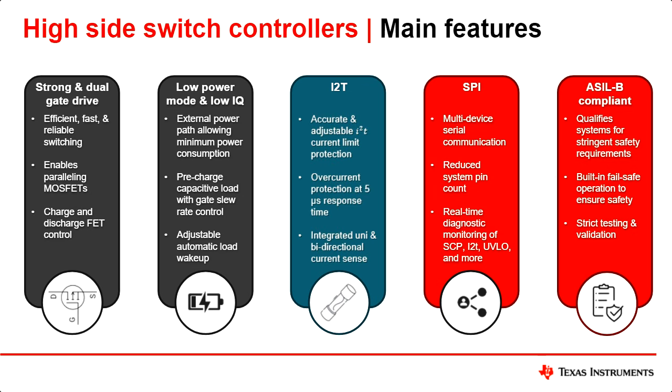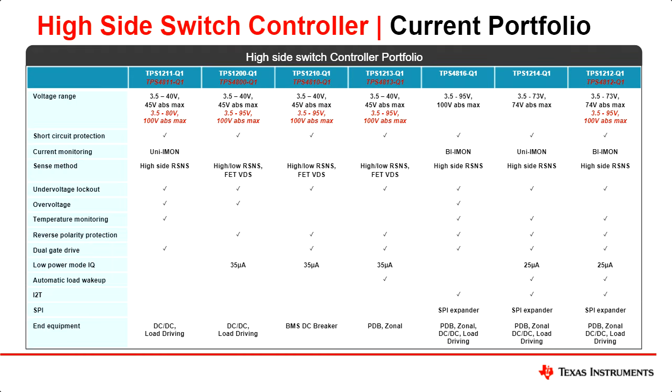With SPI, we're able to reduce the number of pins an MCU needs by either daisy chaining or using multi-device serial communication, and reduce the number of pins while we're also providing ASIL B. On top of that, with SPI we're able to do real-time diagnostics on short circuit protection, I2T, undervoltage, and all the other features that the controllers offer. And yeah, we can go on to the next slide.